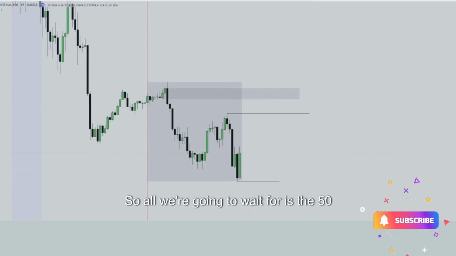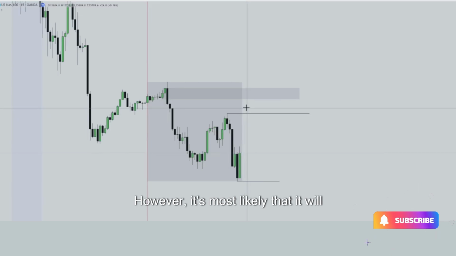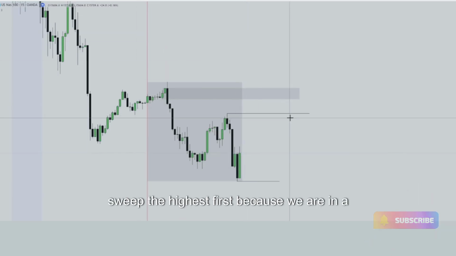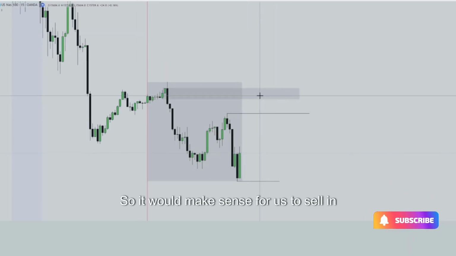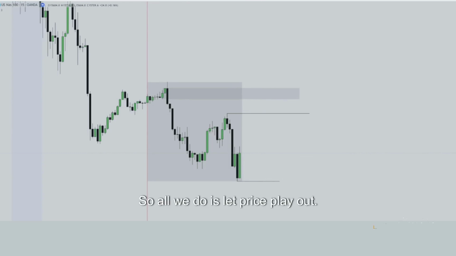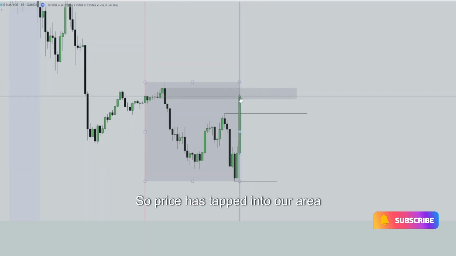So all we're going to wait for is the 50 minutes to sweep any direction, any liquidity. However, it's most likely that it will sweep the highs first because we are in a downtrend. So it would make sense for us to sell in this example, okay? So all we do is let price play out. So price has tapped into our area.